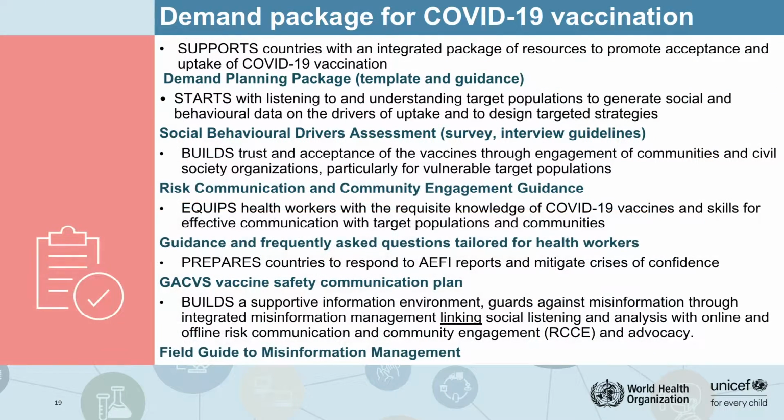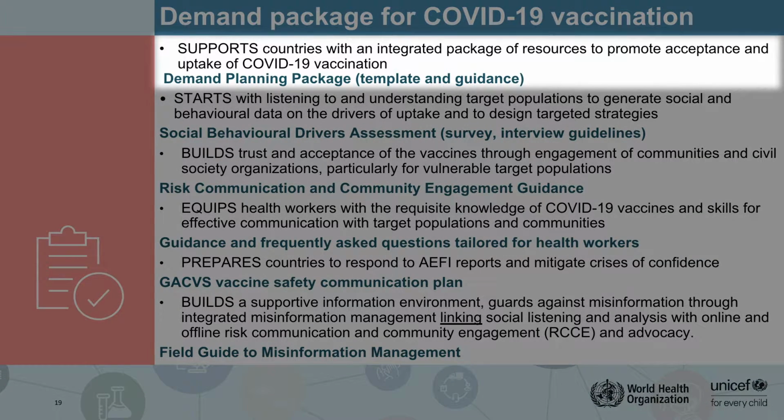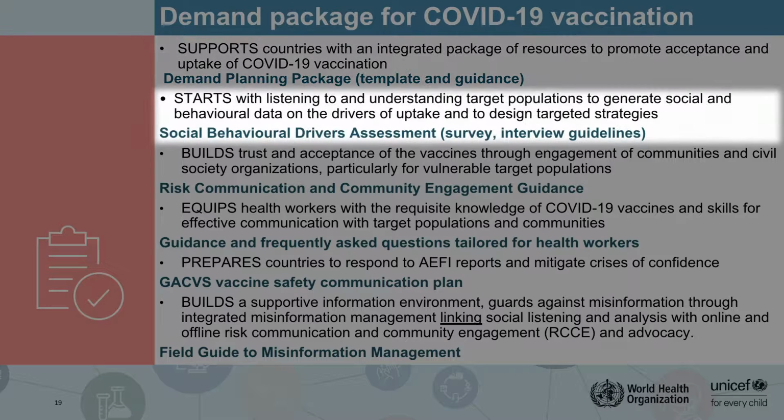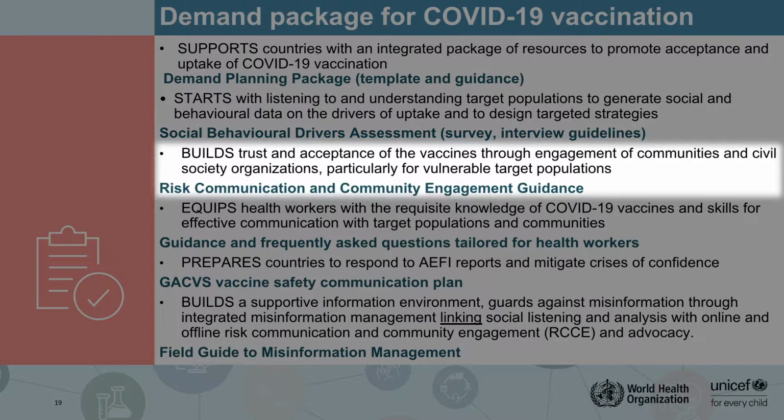The demand package for COVID-19 vaccination includes support to countries with an integrated package of resources to promote acceptance and uptake of COVID-19 vaccination. This is the demand planning package. It starts with listening to and understanding target populations to generate social and behavioral data on the drivers of uptake and to design targeted strategies. The social behavioral drivers assessment. It builds trust and acceptance of the vaccines through engagement of communities and civil society organizations, particularly for vulnerable and target populations, risk communication and community engagement guidance.